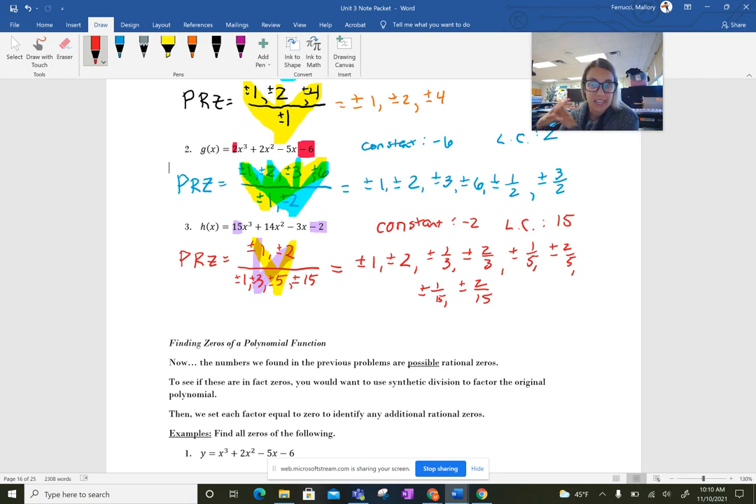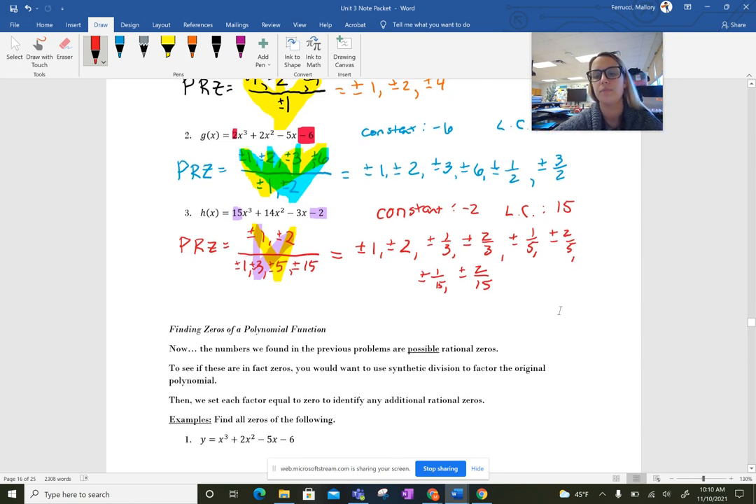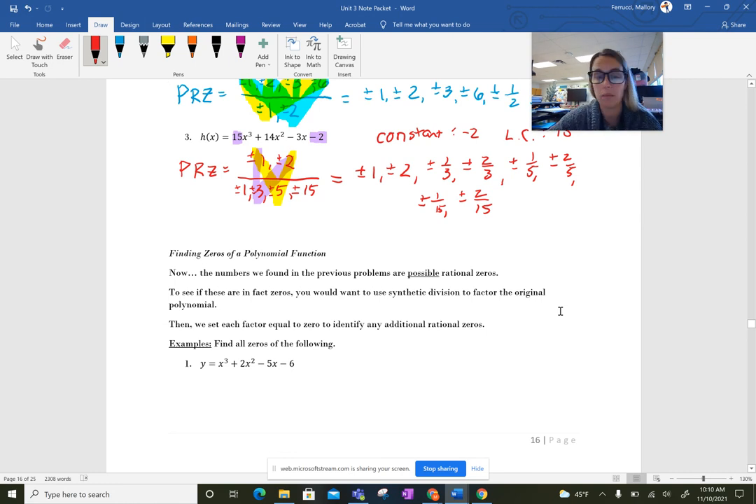So that is a lot of possible rational zeros. The bigger the leading coefficient or the constant term is, the more possible rational zeros you can have. Okay, so this right here mixed with the factor theorem, just as a reminder, when you divide synthetically by any of these, if they are a zero or a factor, then the remainder will be 0.